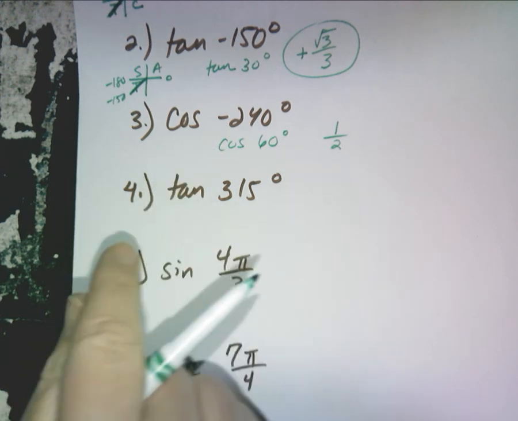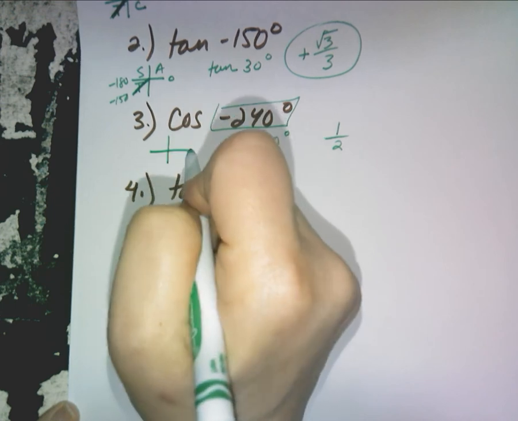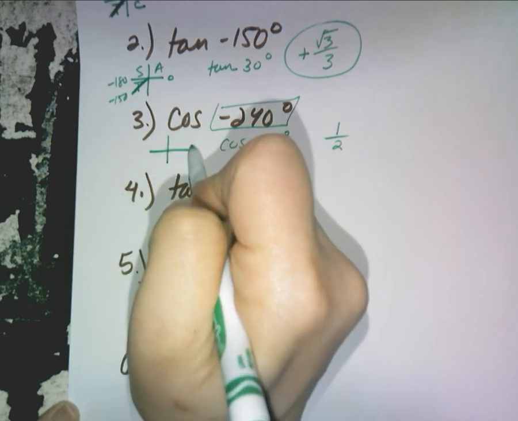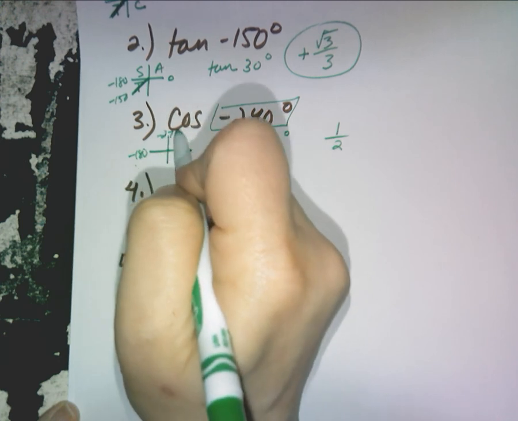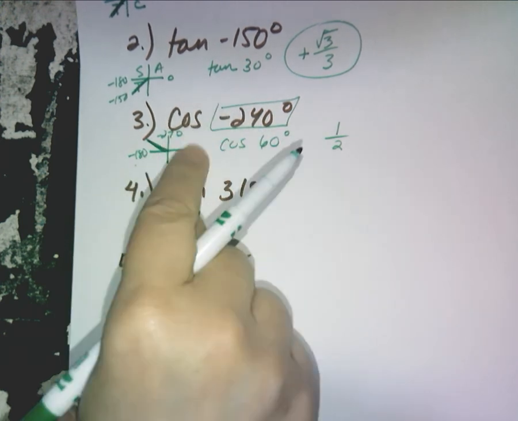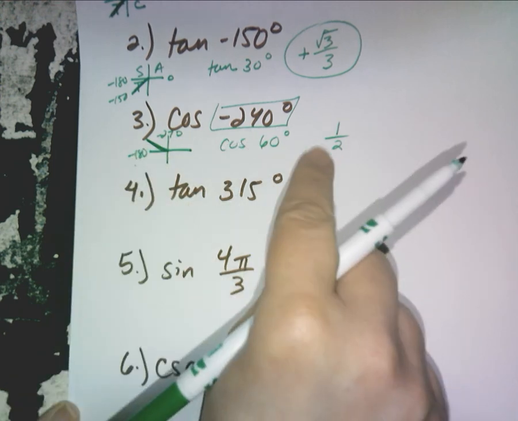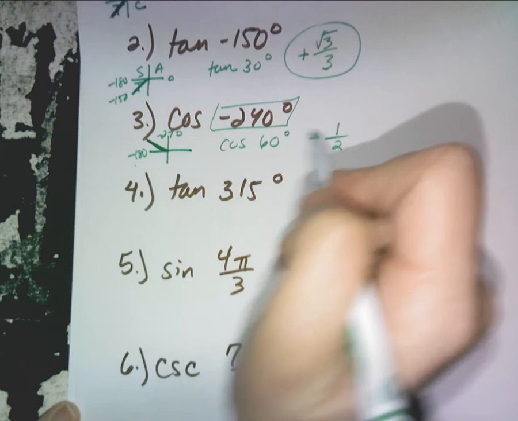This is how you decide. You go to the original, you draw it. Here's negative, here's 0, here's negative 90, here's negative 180, here's negative 270. So wouldn't negative 240 be between them? All Students Take. Is this answer going to be positive or negative? Negative, because only sine is positive there.